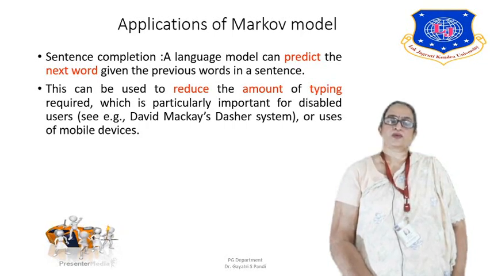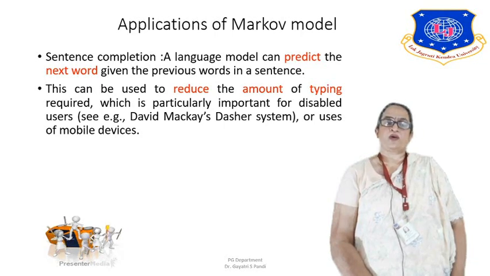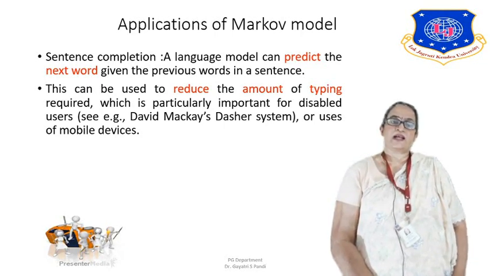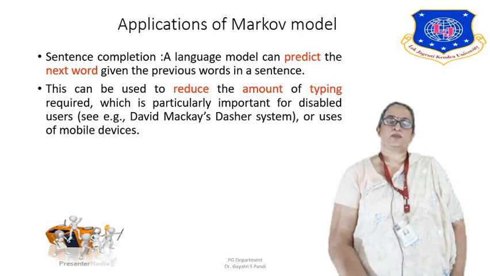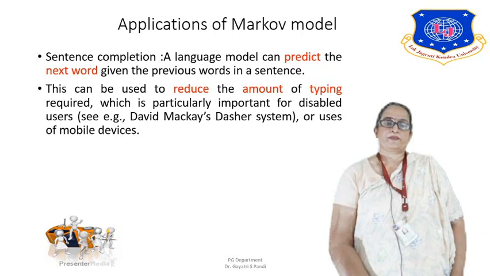So, this can be used to reduce the amount of typing required, which is particularly important for disabled users, like for example, specifically David MacKay's Dasher system, or users of mobile devices. So you can see in your mobile, whenever you write a word, the next word which you commonly use or which is commonly associated with the previous word is there in the suggestion. So this is how a sentence completion project can be used with mobile, where a Markov model could be used.